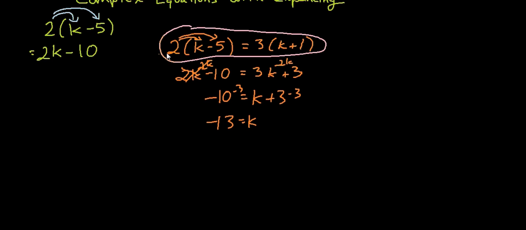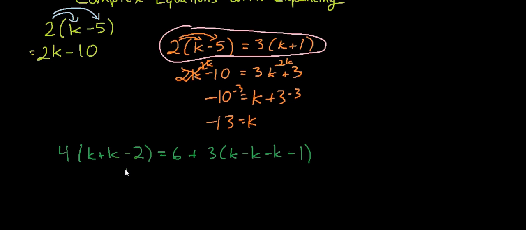If I had 4(k plus k minus 2) equals (6 plus 3)(k minus k minus 1). Okay, whoa, that looks really complicated, right? Okay, well, like I said, we want to get rid of the brackets. Before we get rid of the brackets, we have to simplify everything inside.